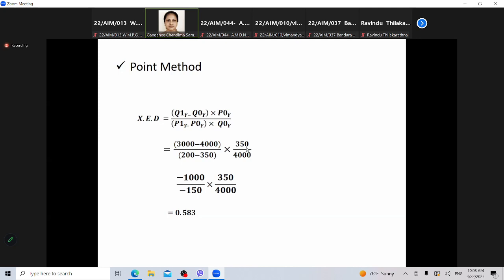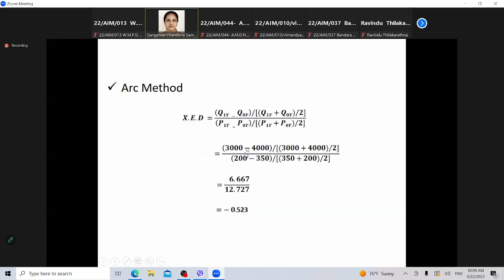ARC method, only Ravindu gave the answer. Okay, with time you can practice. I just explained. Another answer came from Vimandya, very good. Now we will see those who didn't get the quick one.